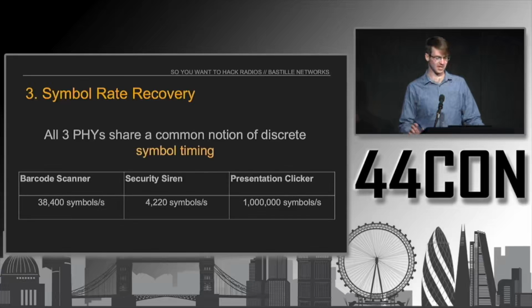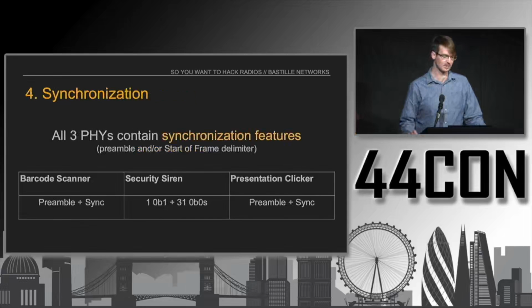Additionally, all 3 physical layers share a common notion of symbol timing. And they vary quite a bit. The security siren had a very slow symbol rate. The presentation clicker was quite a bit faster. The key element is that they're all digital modulations with discrete timing information to characterize and extract. They all share synchronization features. They look different based on the device, but they're all there for you to identify and leverage. The barcode scanner and the presentation clicker both had distinct preamble and synchronization, whereas the security siren just had a start of frame or a sync word.